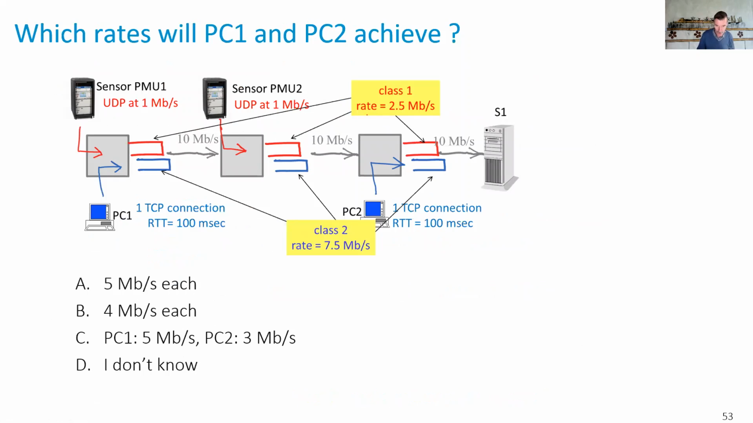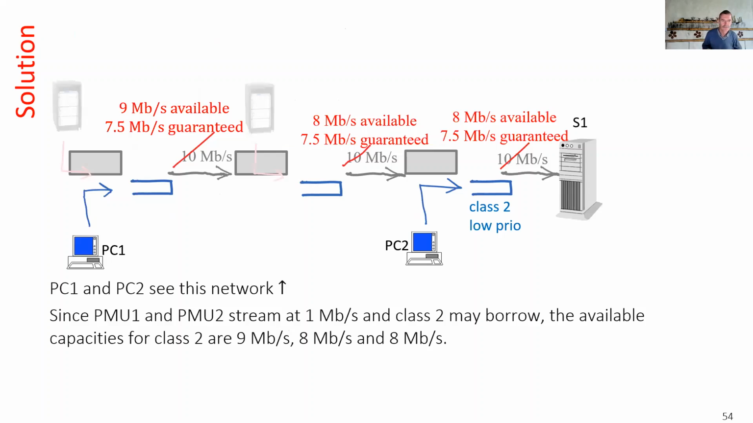As we can see here, since the red traffic is not adaptive, it will send constantly at 1 megabit per second, which means that on the first link for the blue traffic, there are 9 megabits per second available, on the second link 8, and on the third link 8. So for the blue traffic, it is as if we had only this network with reduced link capacity here.